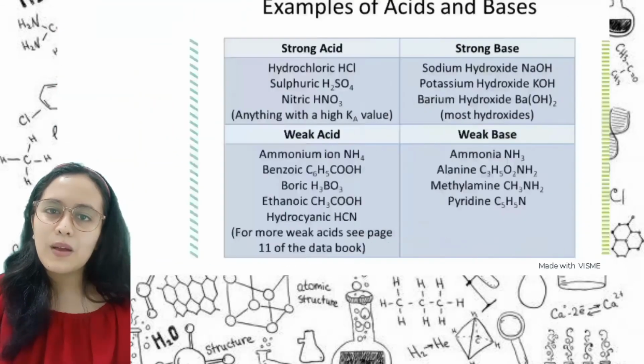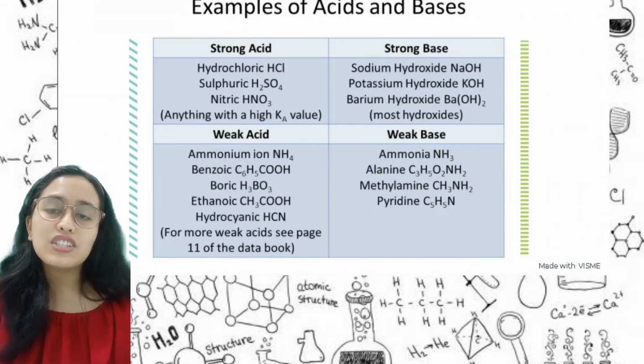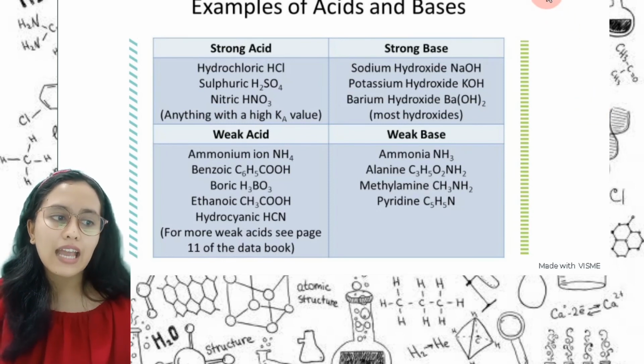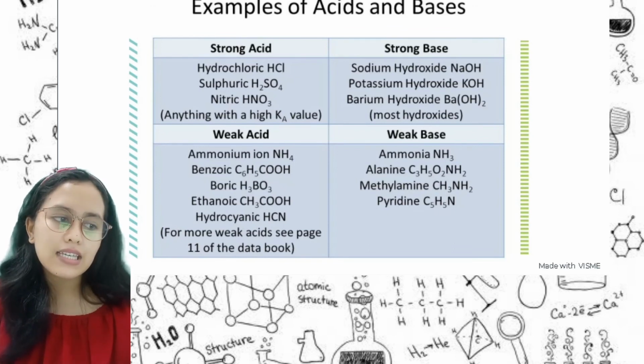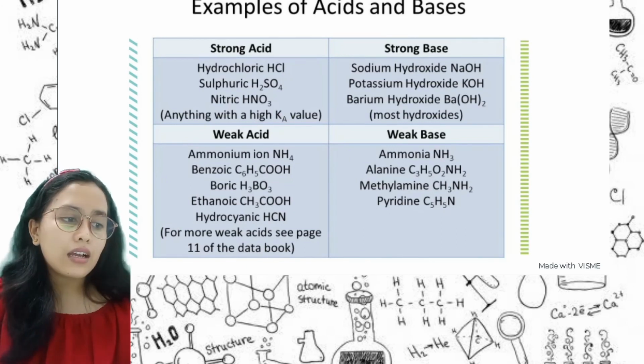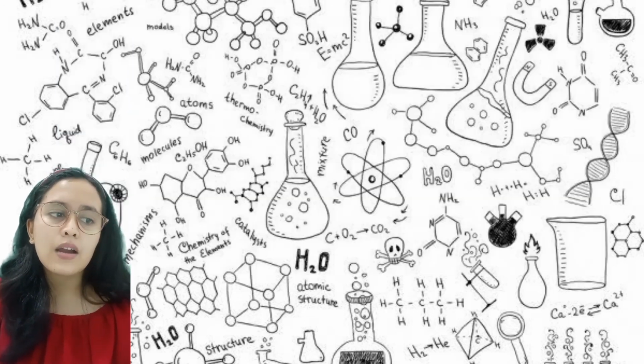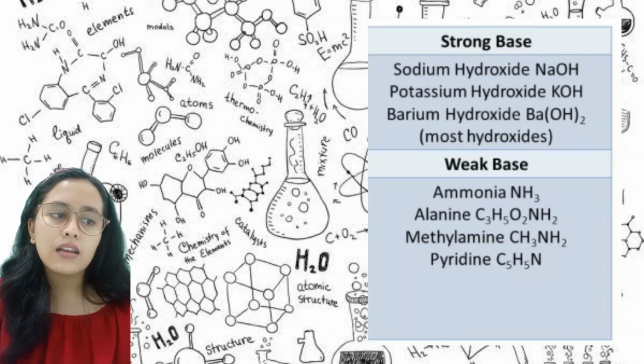Last is the example of acid and base. The strong acids are hydrochloric, sulfuric, nitric, and anything with a high Ka. The weak acids are ammonium ion, benzoic, boric, ethanoic, hydrocyanic, and the strong bases are sodium hydroxide, potassium hydroxide, barium hydroxide, and the weak bases are ammonia, aniline, methylamine, and pyridine.